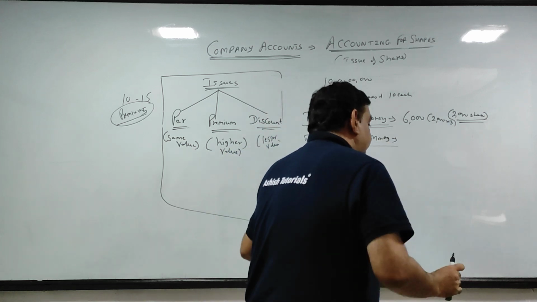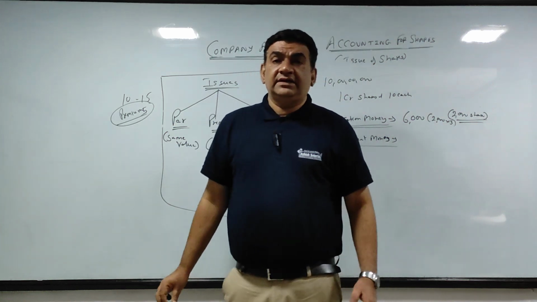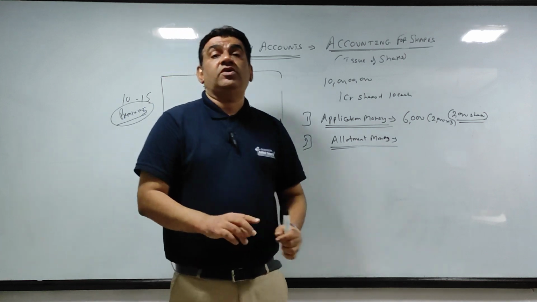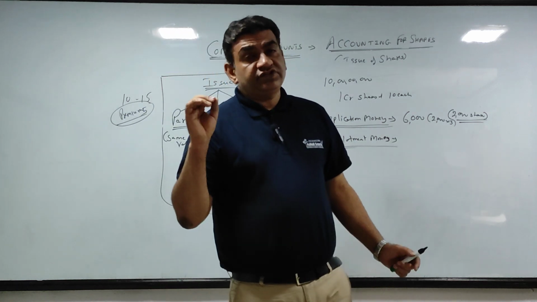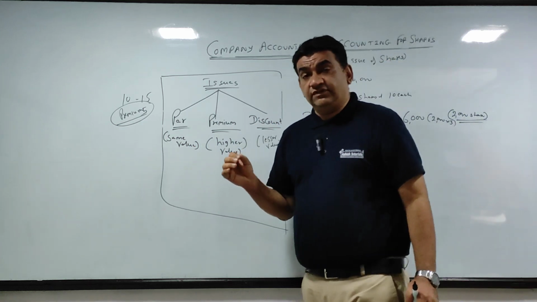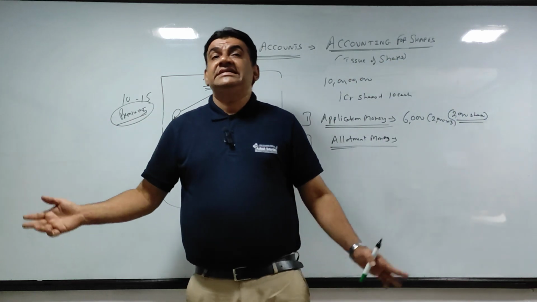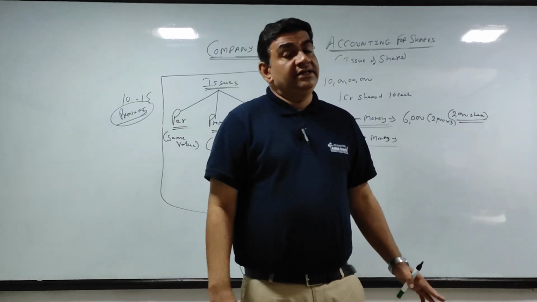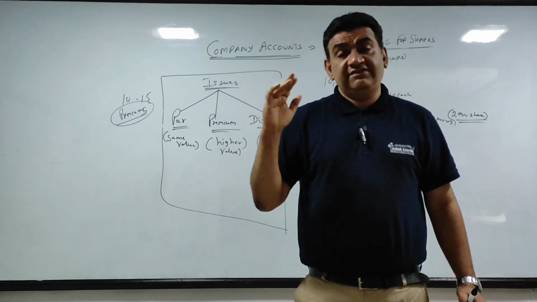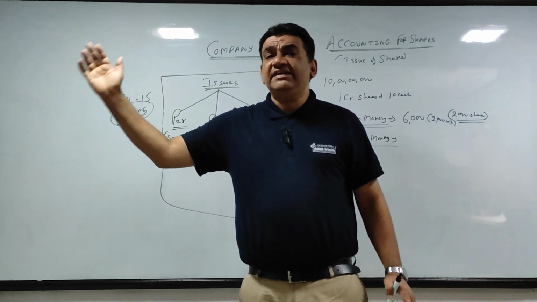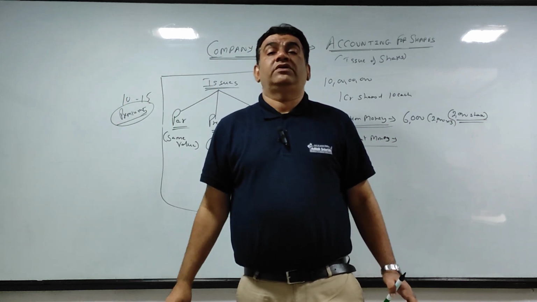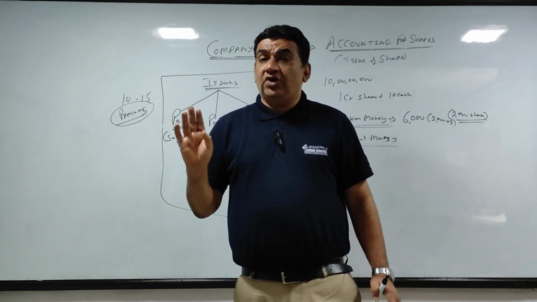Now what is allotment? तुमने शेयर्स अप्लाई किया, तुमको शेयर्स कंपनी ने दे दिया. That is called allotment of shares. So allotment of shares means when you make an application and you are successful, the company gives you shares. It is a confirmation that we have accepted your share application, and now you become a shareholder of the company. That is called allotment.